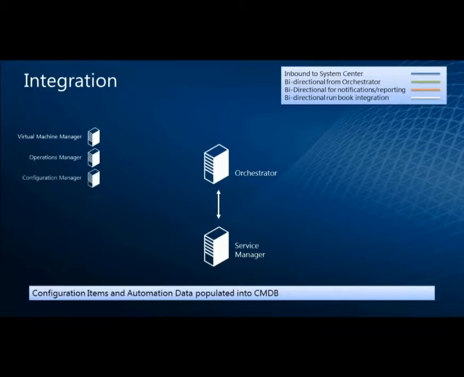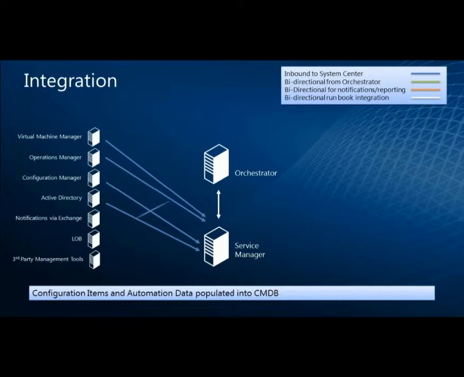We then have to do 3 things. One, we get information into the CMDB. We do this through our connector framework within Service Manager and through Orchestrator and its integration packs to pull data from Virtual Machine Manager, Operations Manager, Configuration Manager, even Active Directory, and pull data into our CMDB and reconcile it together so we get a central point of reference.